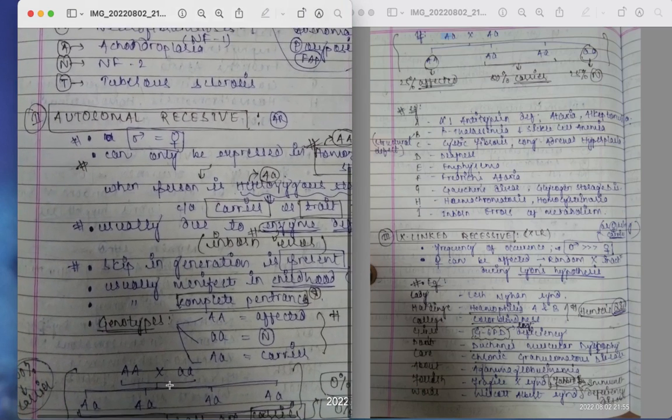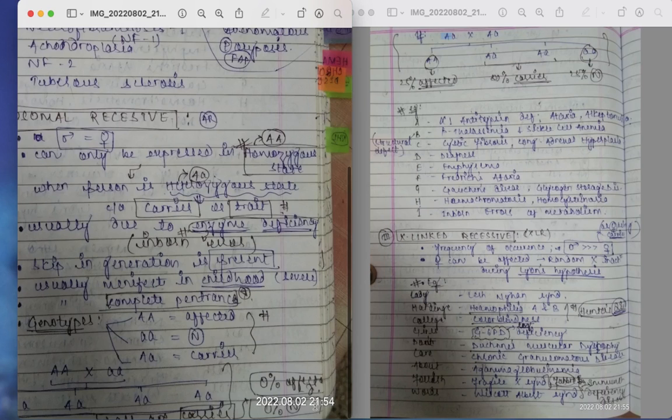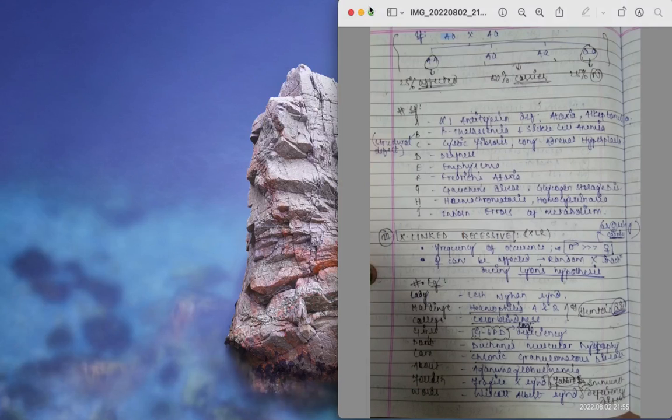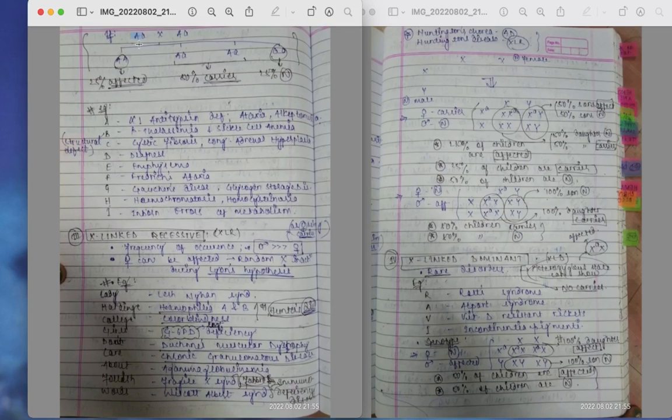Here's the pedigree. If the affected person marries a normal person, the offspring will be only carriers. There will be 0% chance to be affected and 0% chance to be normal. They would all be carriers. Moving on to the next slide. Another pedigree. If a carrier marries a carrier, there will be 25% chance to be affected, 50% chance to be carrier, and 25% chance to be normal.